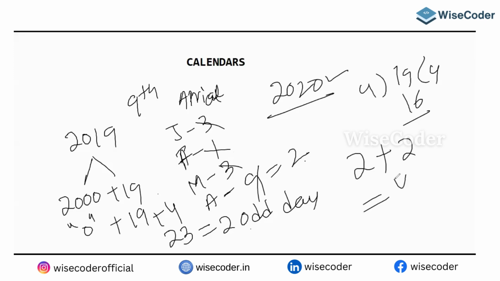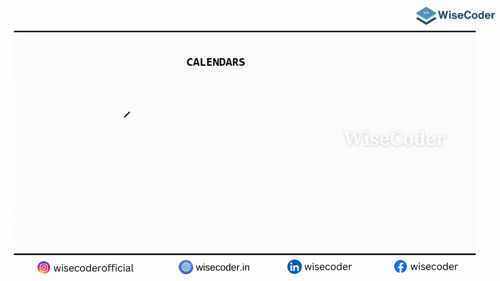2 plus 2 is what? 4. So 4 means which day? Thursday. Okay, 4 means Thursday. Like this we can calculate any value.